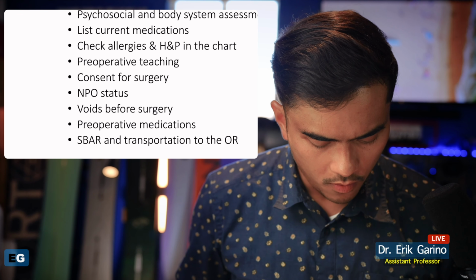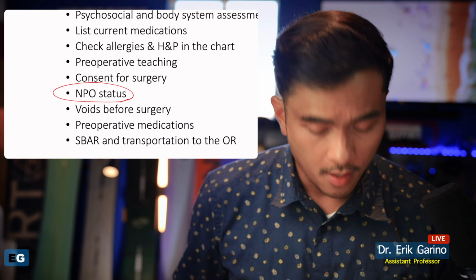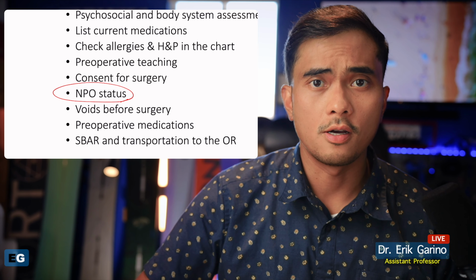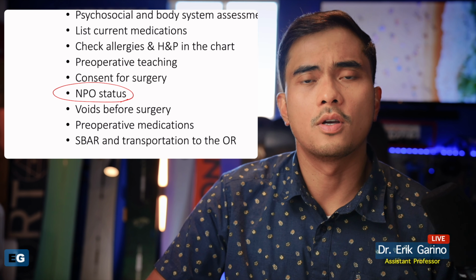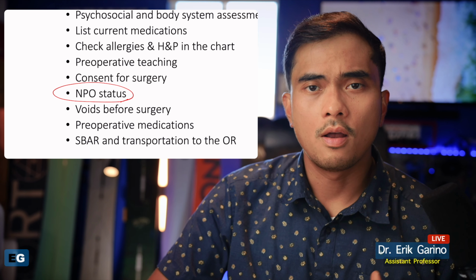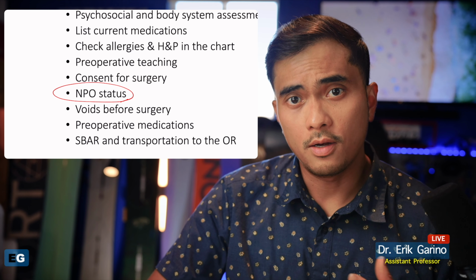So, NPO status. The American Society of Anesthesiologists provides evidence-based NPO guidelines for healthy patients of all ages. For instance, preoperative fasting states that the minimum fasting period for clear liquids is 2 hours. And basically, the purpose of NPO is to reduce the risk of pulmonary aspiration and nausea and vomiting.